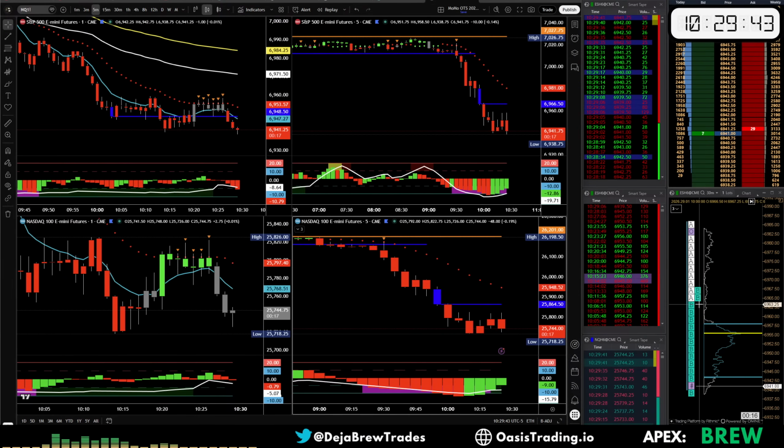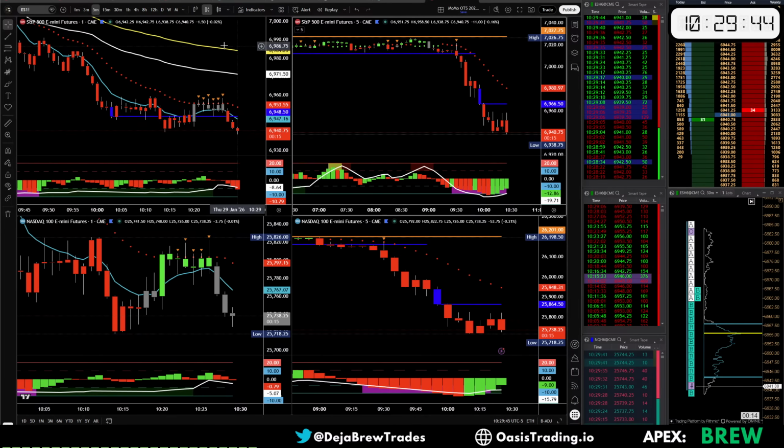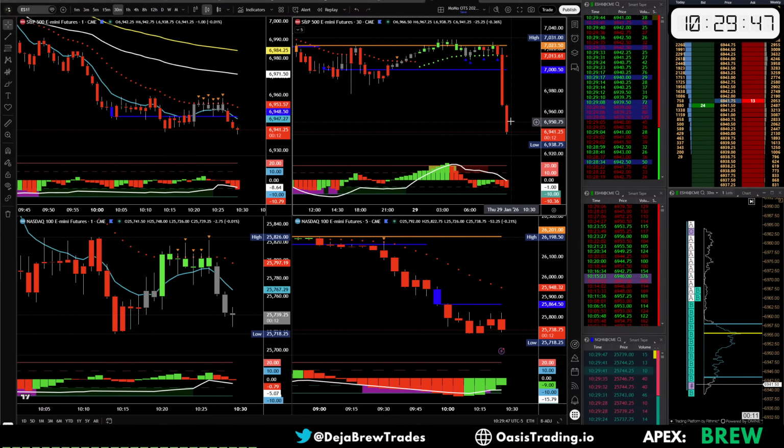Here comes that 30-minute close. Let's take a look at that candle. Just a very one-directional momentum candle here.